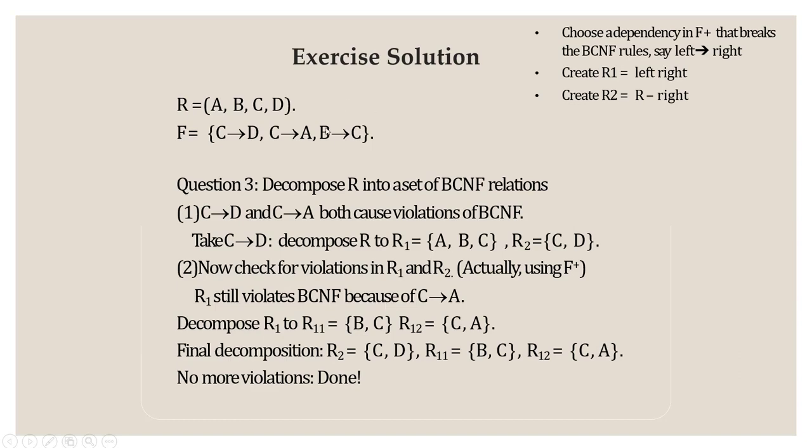And this one, I can use this one. With B, I can get C, which is the whole relation. So every one of these now are in BCNF. So we have decomposed this into C and D, B and C, and C and A.